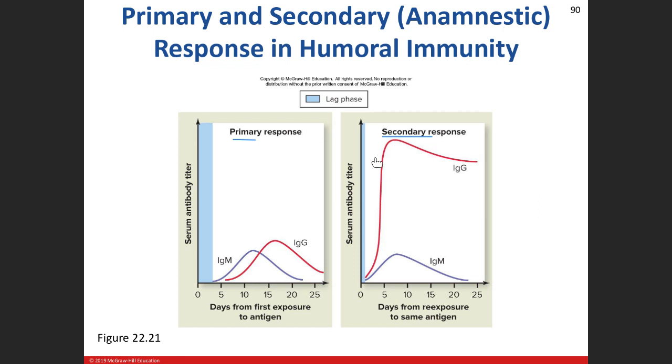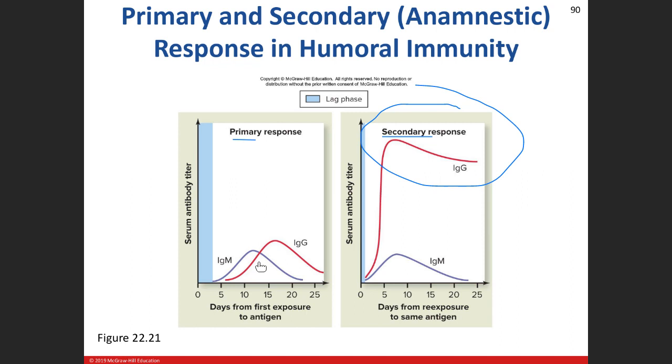Now look at the secondary response. You have a much shorter lag phase, and within the first couple of days, bang, IgG takes off. In fact, it's made more and first, before IgM. So you can see the difference. This is ideal. This is what we want. This is what happens, hopefully, the second, third, or fourth time I'm exposed to coronavirus, because I have those memory cells floating in my body. My immune response should be like this. The very first time I was exposed to it, my immune response was like that.